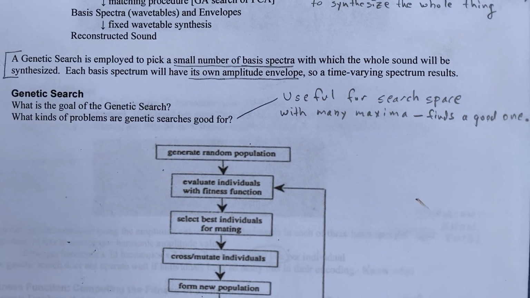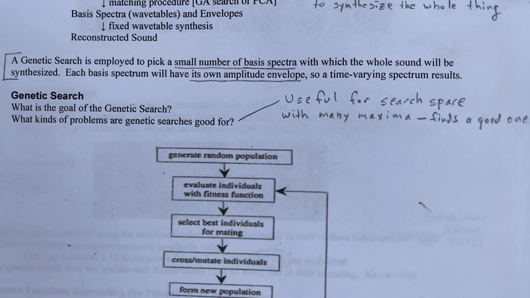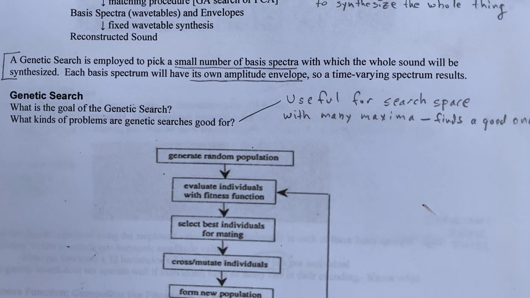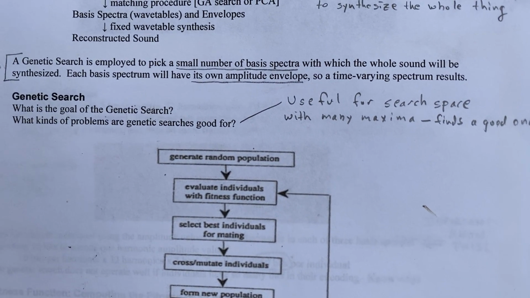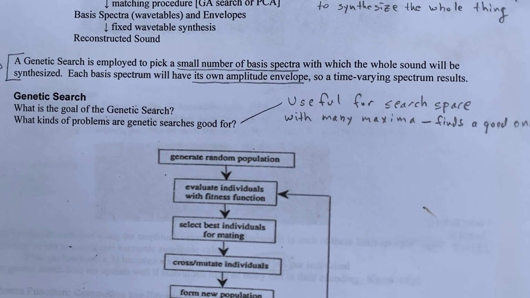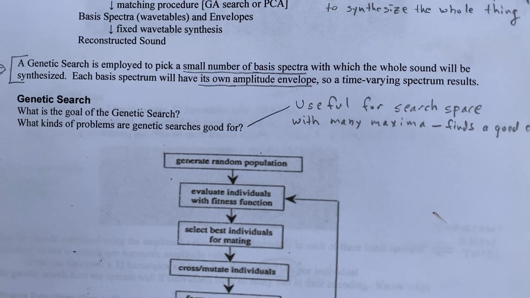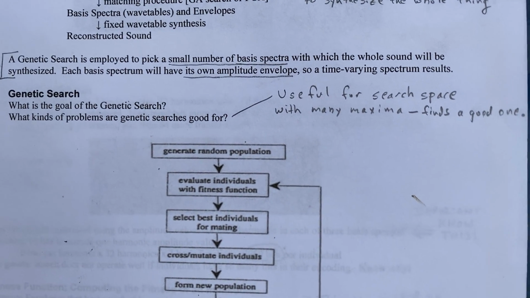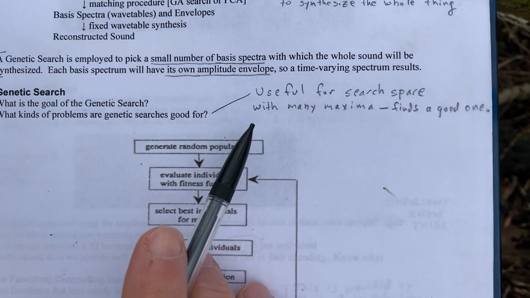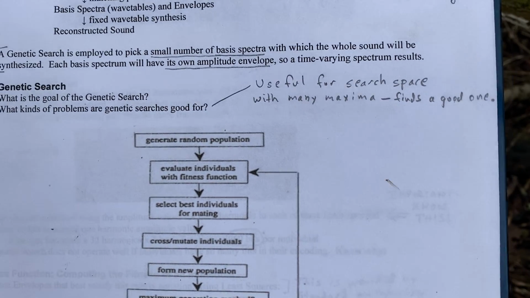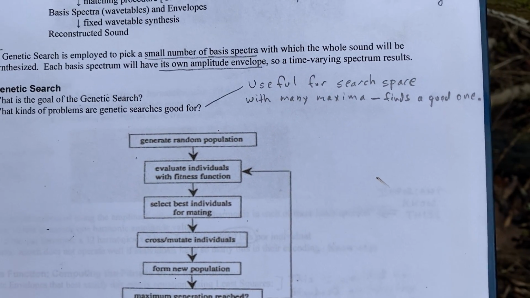So for instance, in this problem, what are we doing? Well, we want to find 3 frames or 3 grains or 3 spectra, however you want to think of them. We want to find 3 basis spectra, 3 little parts of the sound that we can use to represent the whole sound. So this is important. The genetic search is useful for a search space where there's many maxima.